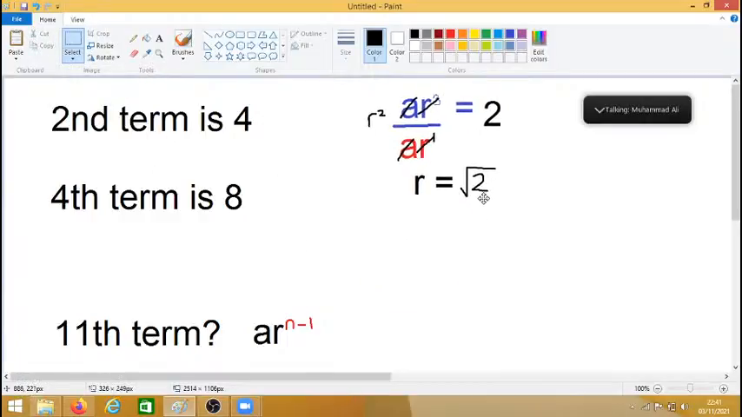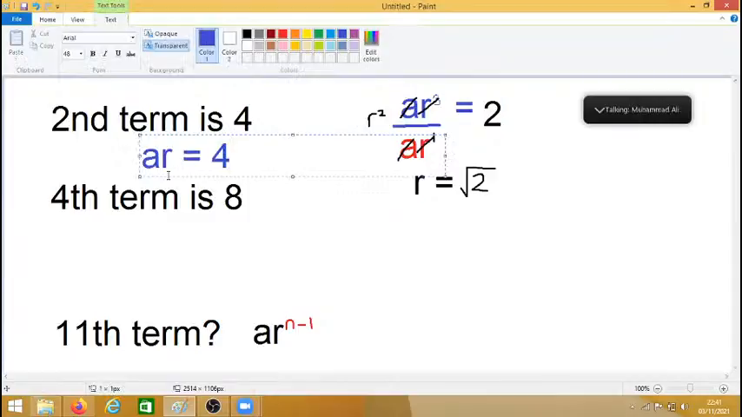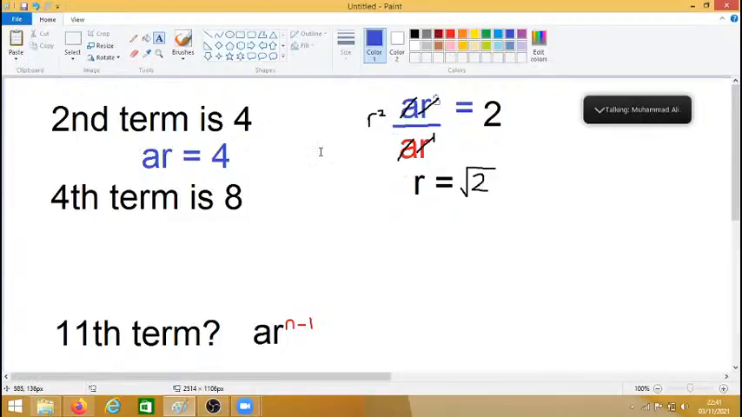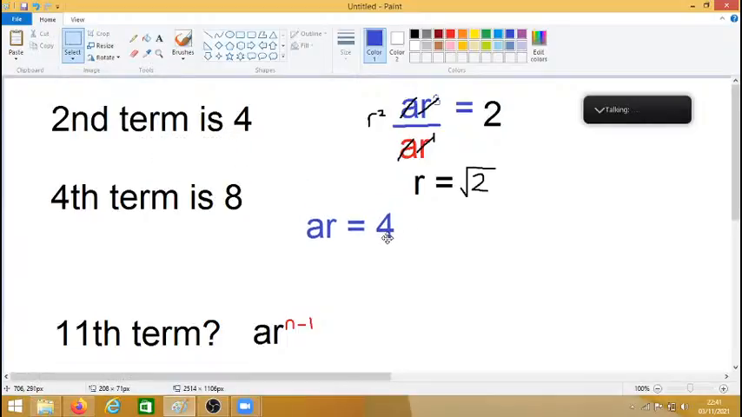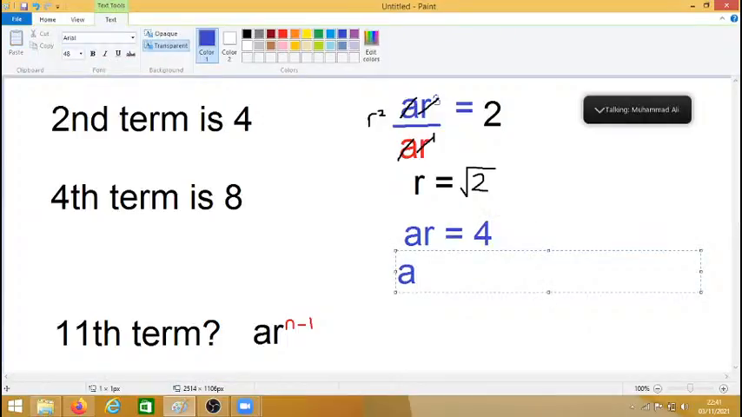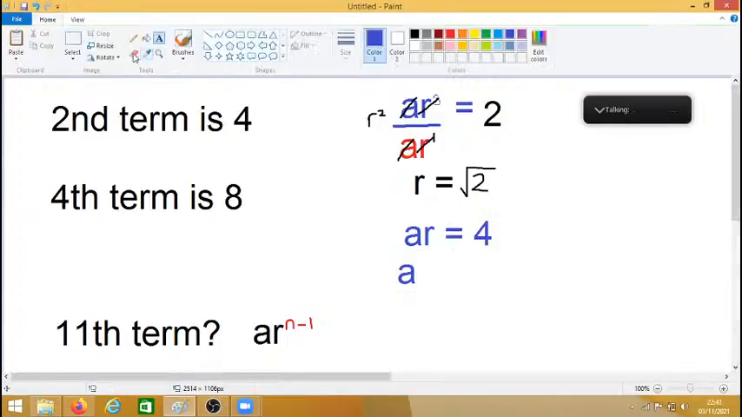Okay, brilliant. Now, if you remember what our first equation was, it was ar is equal to 4. We're going to need that now because we've worked out what r is. So let's substitute that into ar equals 4 and see what we get. So a is still unknown, but r is equal to root 2, and that's going to be equal to 4. So I've just substituted in r.